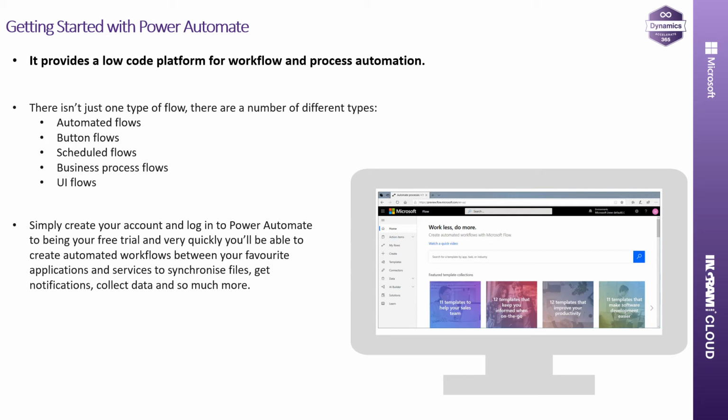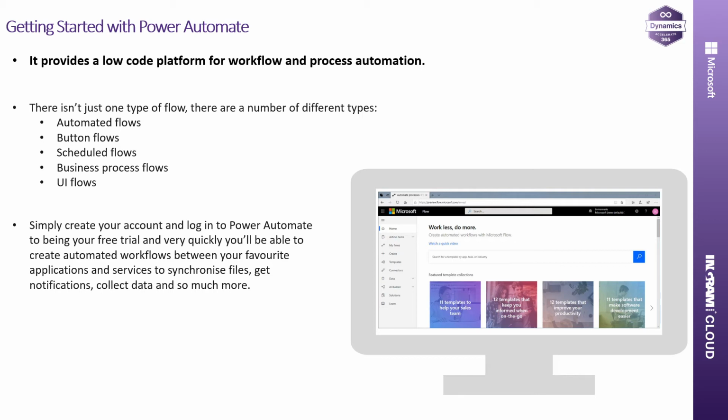And very quickly, you'll be able to create automated workflows between your favorite applications and services to synchronize files, get notifications, collect data, and so much more. And you've already seen how, utilizing data that you can get through Power Automate, you can build more effective apps in Powerapps. You start to see how they really do link up. They're better together. And even using, for example, Dynamics 365 to harness that data, it's really powerful tools when you work together.